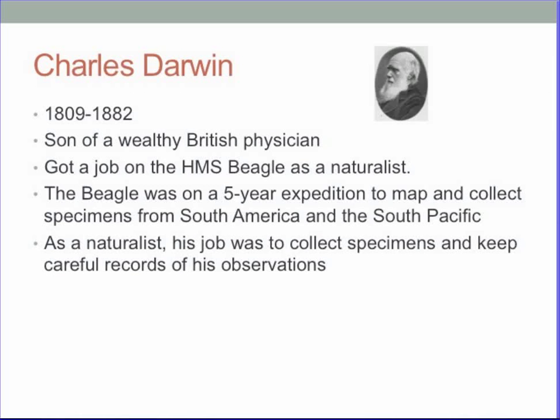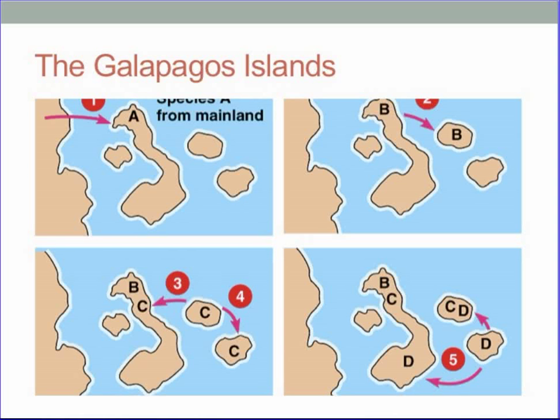So Charles Darwin was born in 1809 and died in 1882. He was the son of a wealthy British physician. He ended up getting a job on the HMS Beagle as a naturalist. The Beagle went on a 5-year expedition. Their main job was to map and collect specimens from South America and the South Pacific. As a naturalist, Darwin's job was to collect the specimens and keep careful records of his observations.